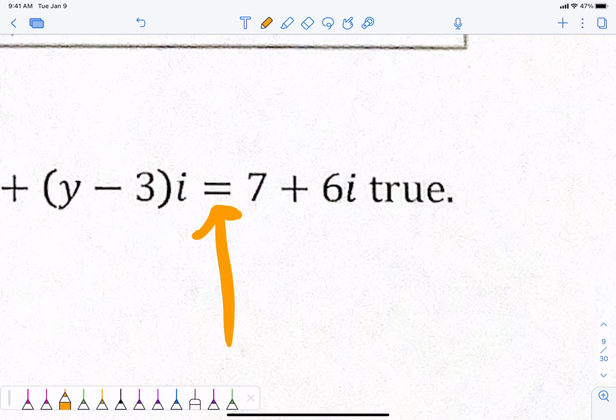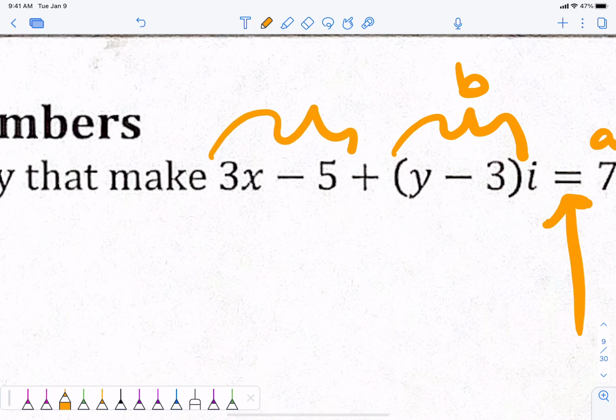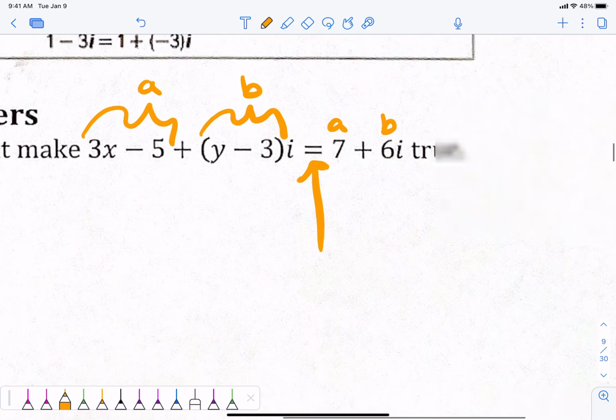In this case, the 7 plus 6i, which part is the a part? 7. Which is the b part? 6. So b is everything that touches i. On the left side, what touches the i? y minus 3 is the b. What doesn't have an i? The 3x minus 5. Those pieces that don't have an i are the a part.